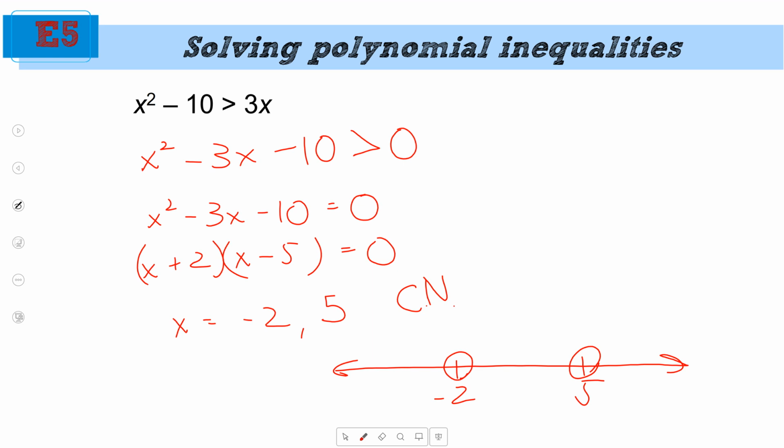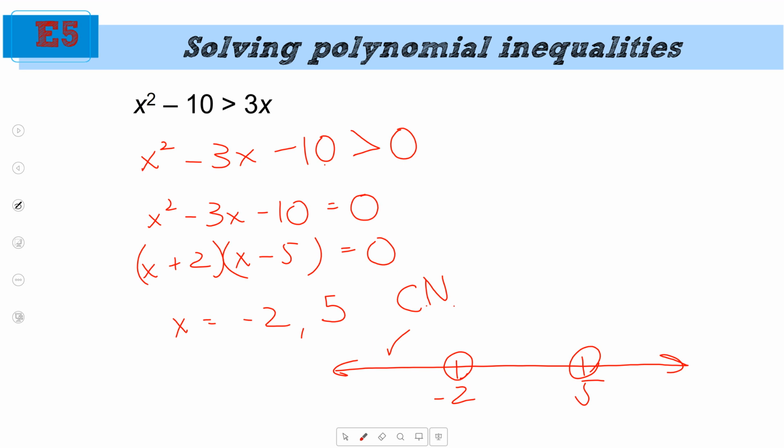Now you test regions. What's a good point to pick over here? Or what is a point you can pick over here? -3 is just fine. -10, -gabillion. It doesn't matter as long as you're to the left of -2. So let's put in -3. If I put in -3, do I get a true statement? -3 squared is 9. Plus 9 is 18. Minus 10 is greater than 0. We're good to go. It's a true statement.